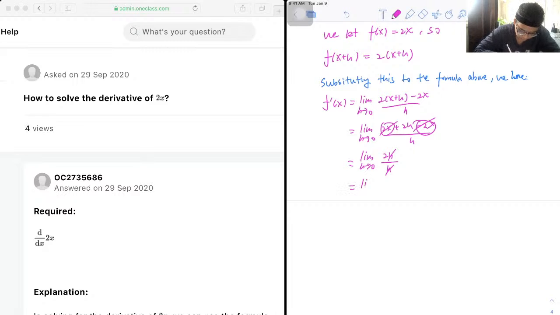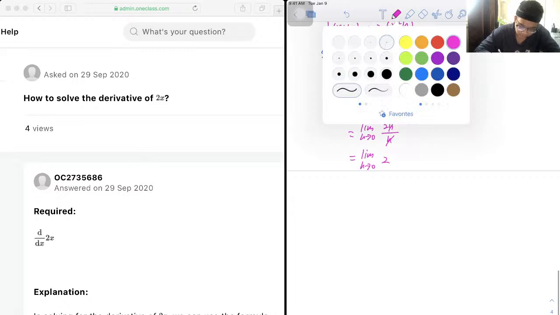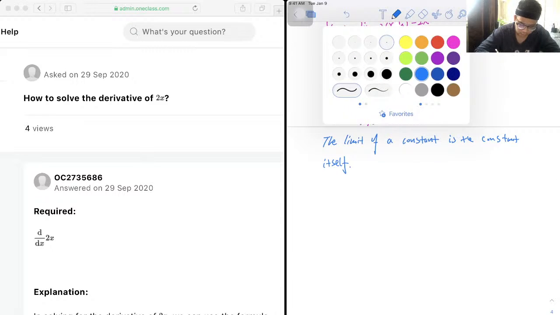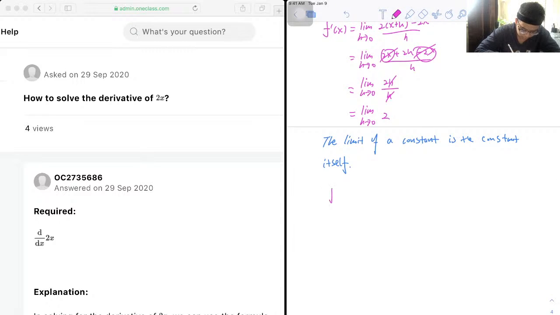Therefore, we only have a 2 left, and we're recalling that the limit of a constant is the constant itself. Right. Therefore, the derivative of f(x) is equal to 2.